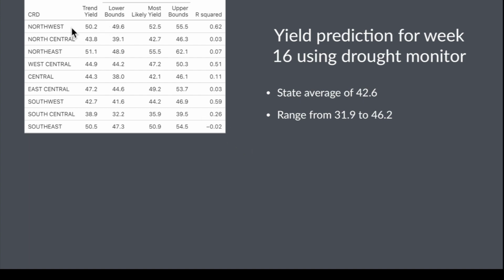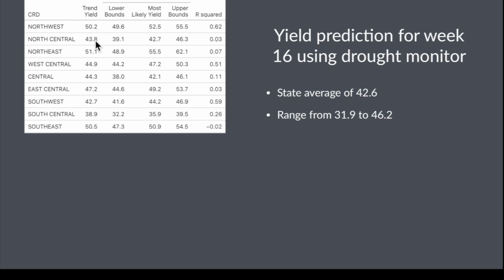So you can see based on this, in the northwest part of the state, the trend line yield, what we would expect in an average year, would be about 50.2 bushels per acre. My model is expecting a little bit better than that, 52.5, with a range of 49 to 55, and the R-square is actually pretty good.